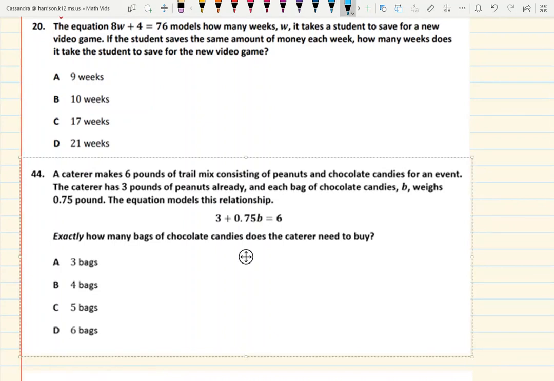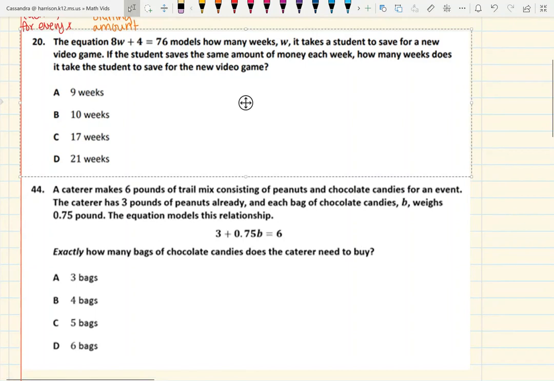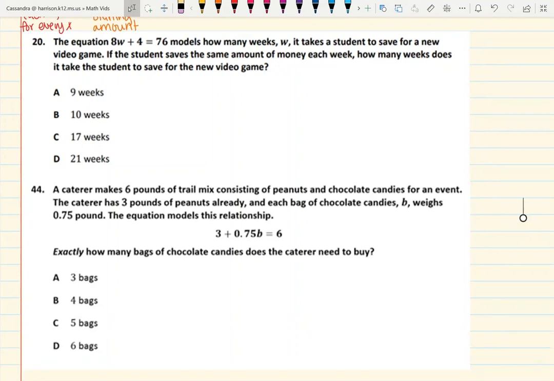And I'm just going to write this again over in the corner of each problem so we can keep up with what exactly is going on. All right. So we're trying to make equations of the form Px plus Q equals 76. And luckily in number 20, they gave us an equation. They're not asking us to make it, just to solve it. But I still want to point out why this equation is correct based on this word problem. So it says the equation 8w plus 4 equals 76 models how many weeks?